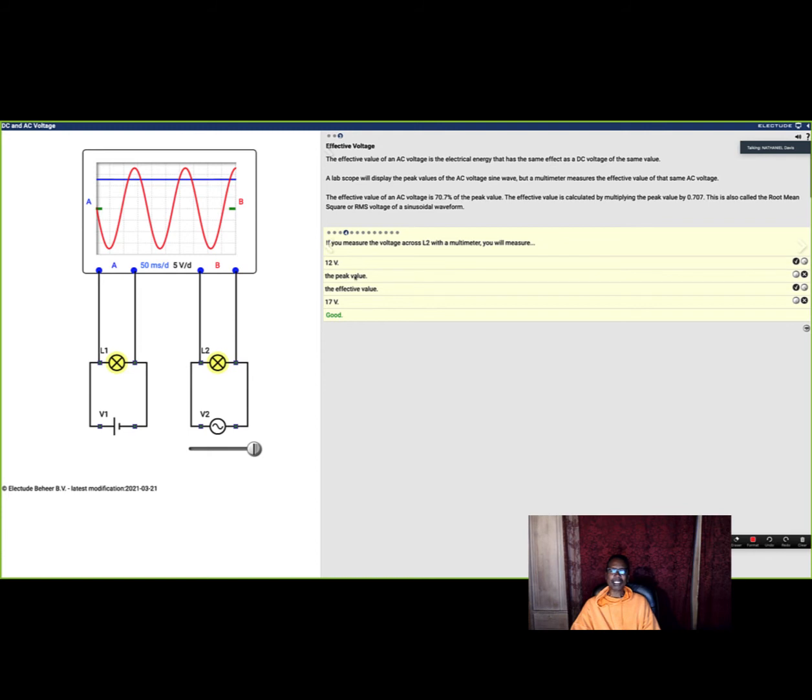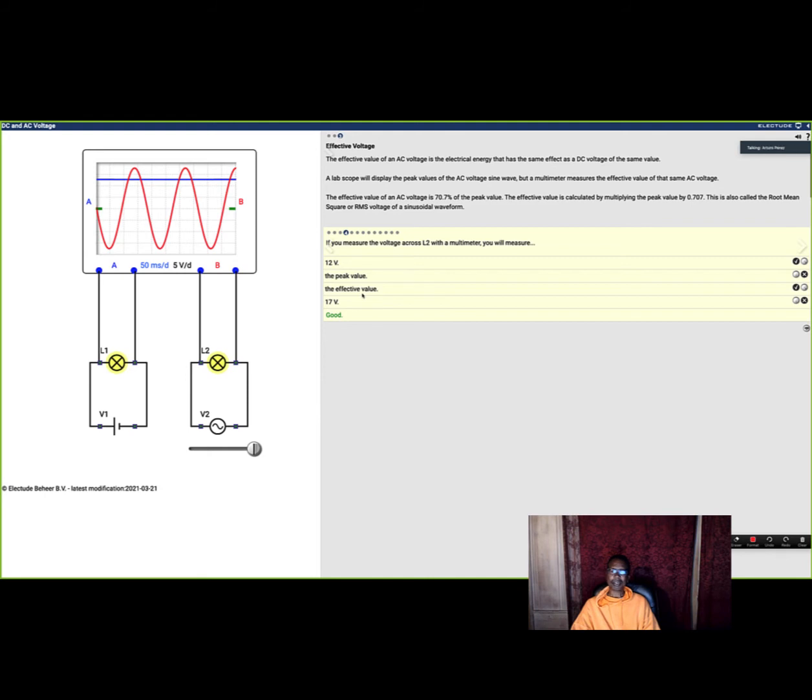Now it says the peak value. When you measure the voltage across L2 with a multimeter, do you do the peak value? No, we're actually reading the whole peak to peak with a voltmeter. So this right here is peak to peak. A voltmeter reads peak to peak. That's why this is correct.